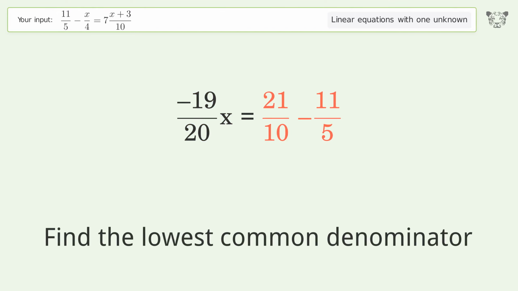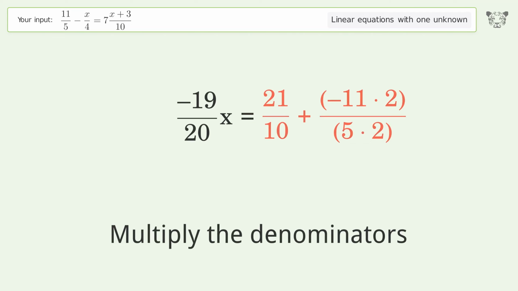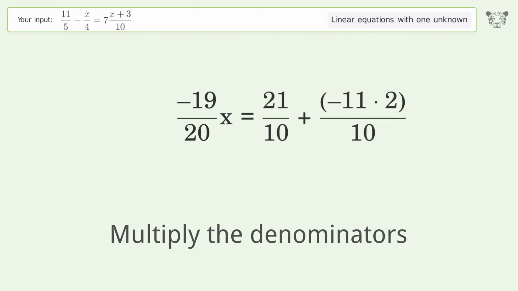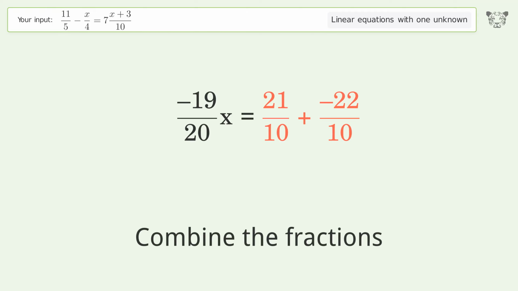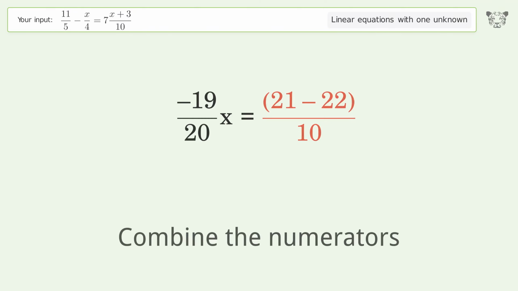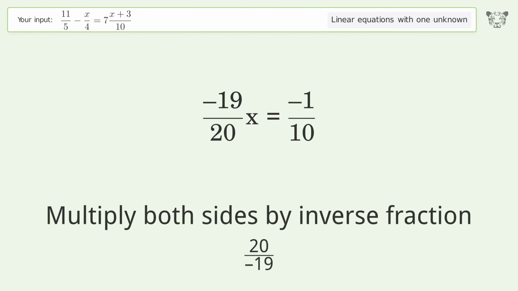Find the lowest common denominator. Multiply the denominators. Multiply the numerators. Combine the fractions. Combine the numerators. Isolate the x. Multiply both sides by inverse fraction 20/19.